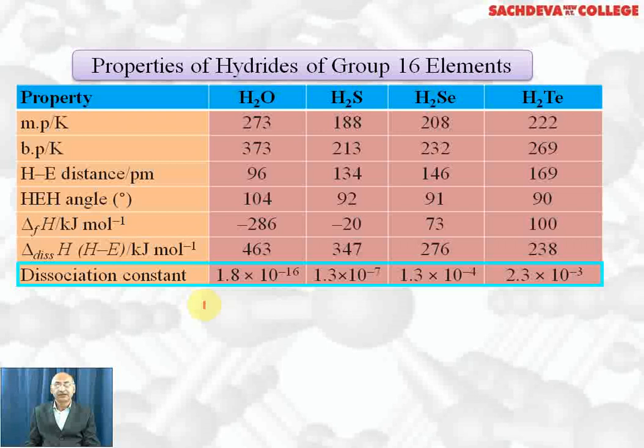Dissociation constant, we have discussed earlier also: water has 1.8 into 10 power minus 16, H2S 1.3 into 10 power minus 7, H2Se 1.3 into 10 power minus 4, and H2Te 2.3 into 10 to the power minus 3.